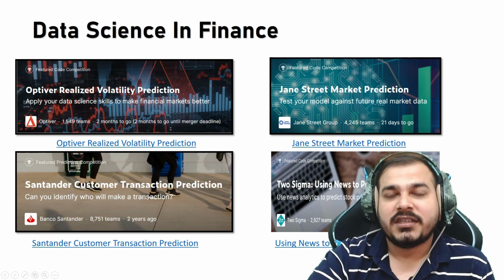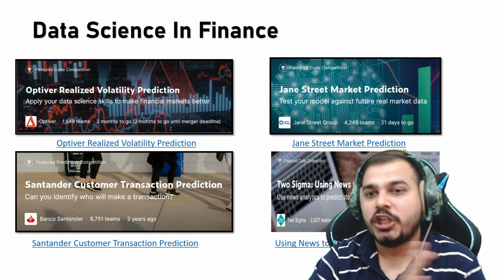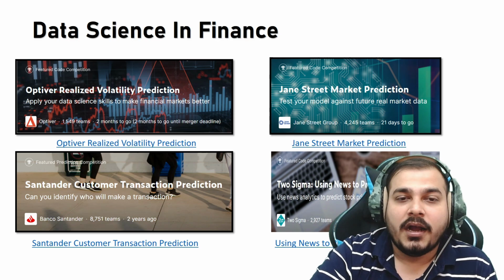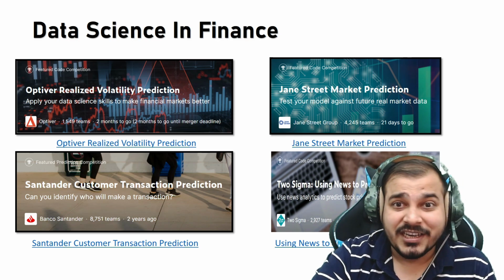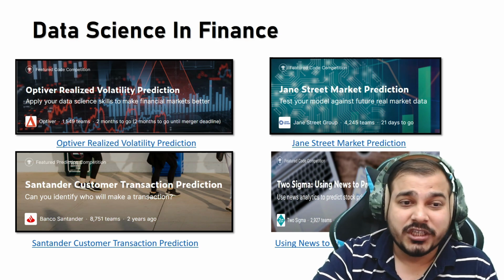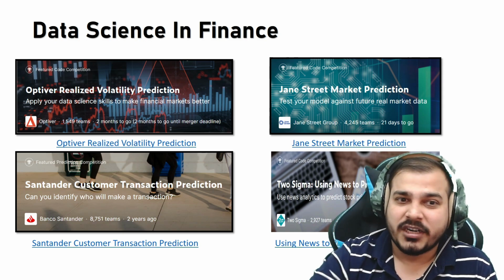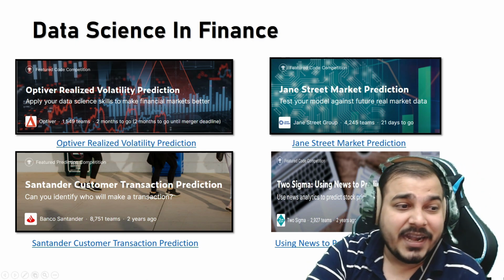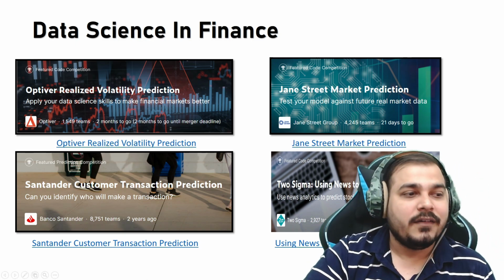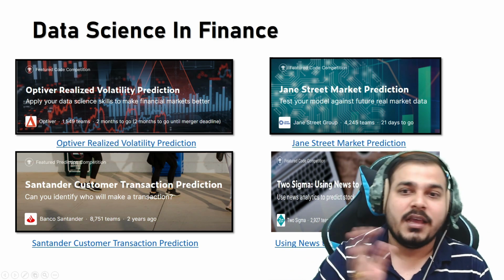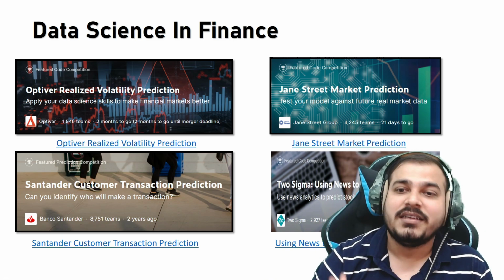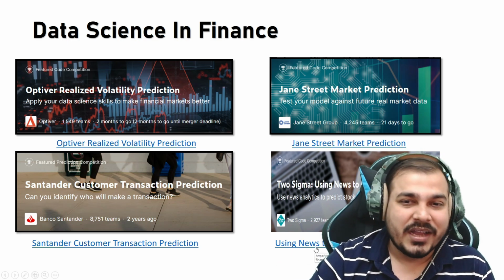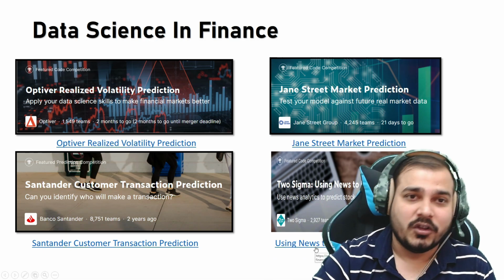And some of the examples with respect to the finance domain, again ready made, all the data set is given to you. One is the Optiver realized volatility prediction. This is a competition that is going on in Kaggle. Then you have Jane Street market prediction. Then you have Santander customer transaction prediction. I have also taken a lot of examples from this particular data set. And finally, using news to predict stock movements. This is also using news headlines to predict stock movements. Like if today the company news is coming, it may go up or down, something like that. And this last project, using news to predict stock movements, I have actually done in my YouTube channel also.